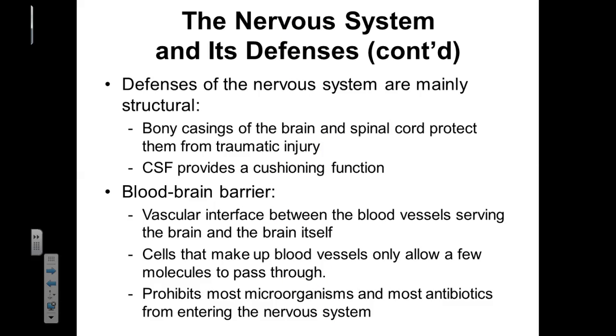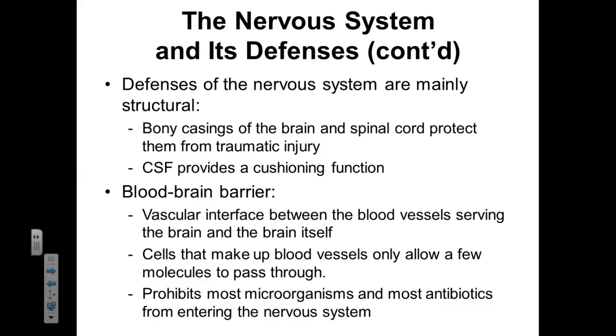Our nervous system defenses are going to be mainly structural. So we have those bony casings, we have the cerebral spinal fluid, we also have the blood-brain barrier. This is a special vascular interface, or interface between the cardiovascular system and the cerebral spinal fluid. We don't actually have blood go directly to the brain tissue itself. Instead, the blood will transmit its nutrients to the cerebral spinal fluid, and then the cerebral spinal fluid will then transmit the nutrients to the nervous tissue.